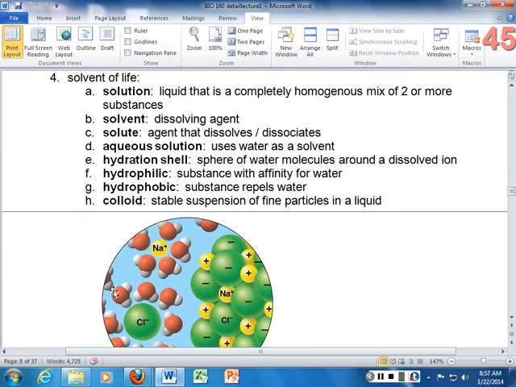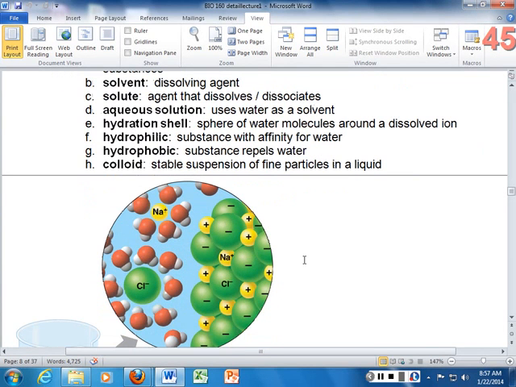So water acts as a solvent, so it allows things to dissolve. A solution is going to be a liquid that's got a completely homogeneous mix of two or more substances in it. So your solvent is going to be the dissolving agent or the liquid. The solute is the solid stuff that's going to dissolve in there. And we call it an aqueous solution if you have water that is going to be the solvent.